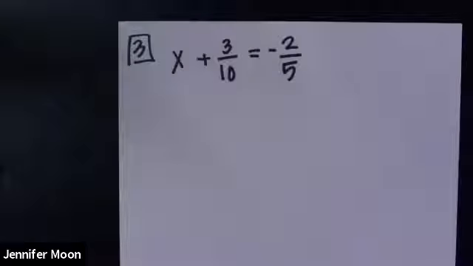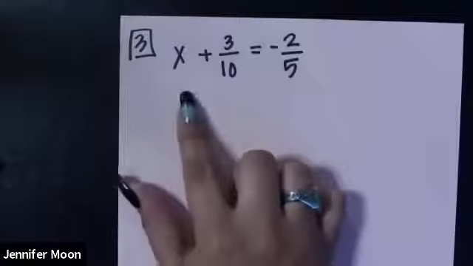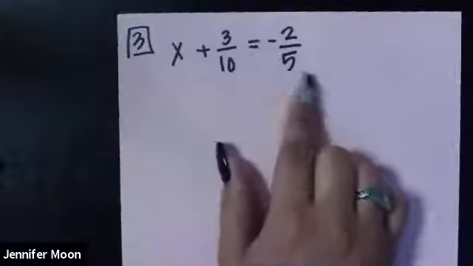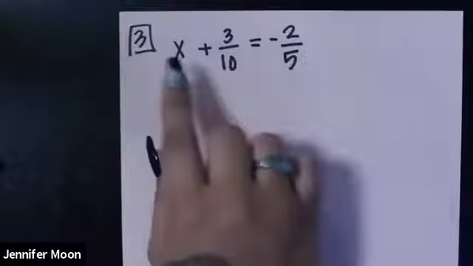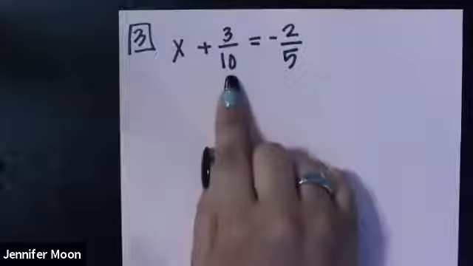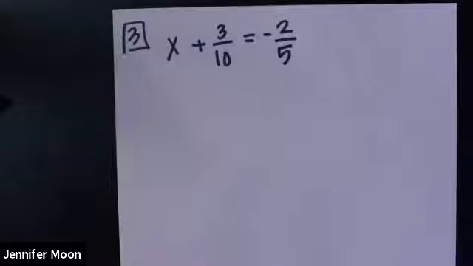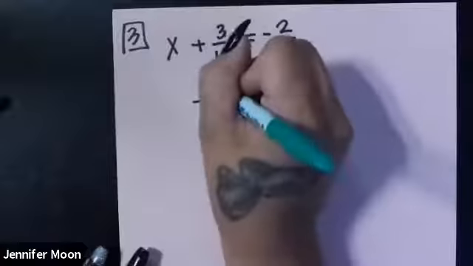Well, mathematically, what's going on around my x variable? I've got 3/10 being added to my x. I don't want to solve for x plus 3/10, that's not where I'm going. I want just x. So if I want to get x alone, I need to do the inverse, the opposite of it. I need to make it go to 0. And the way I would do that is to subtract 3 over 10.